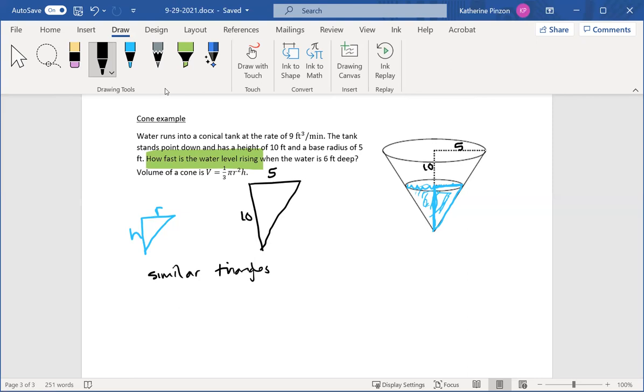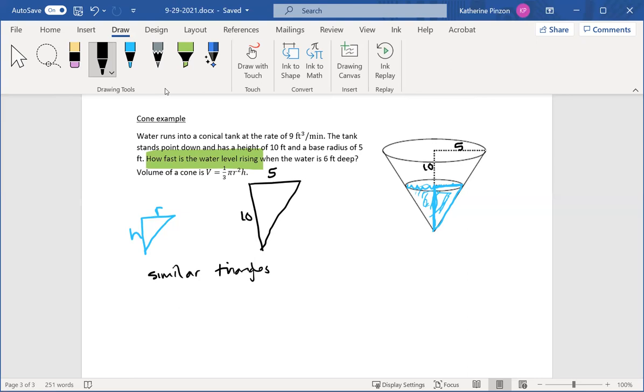You can set up a whole bunch of equations, right? You can say R over H is equal to 5 over 10. If you want to, you can say R over 5 is equal to H over 10, right? You can set up a whole bunch of different ratios as long as whatever you put on top of one, the similar part goes on top of the other, okay? So that's going to give us a whole bunch of ratios. That's going to be important later.